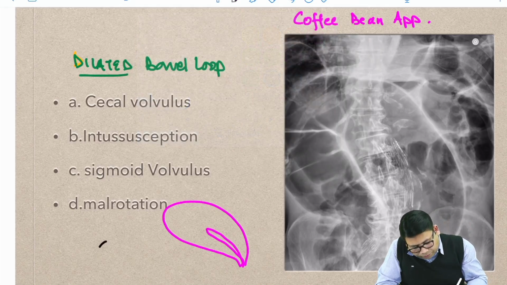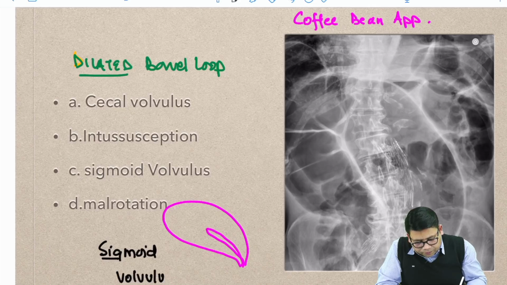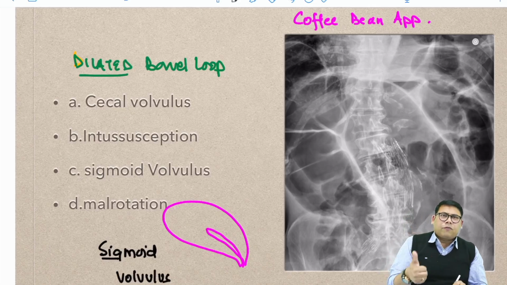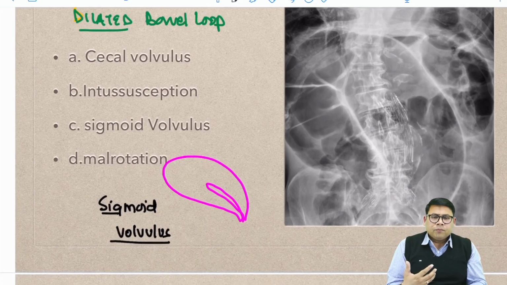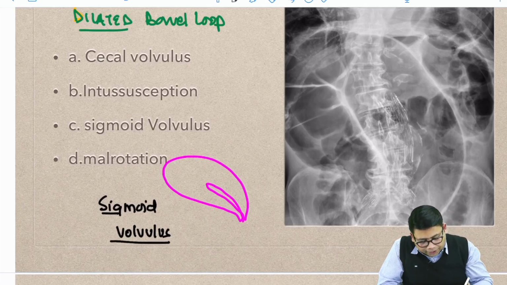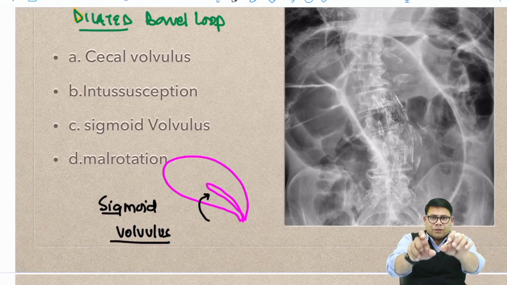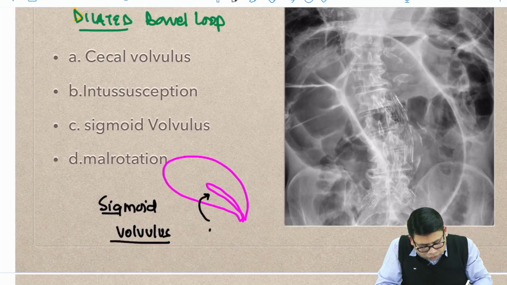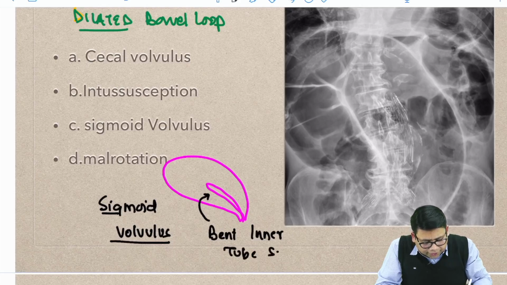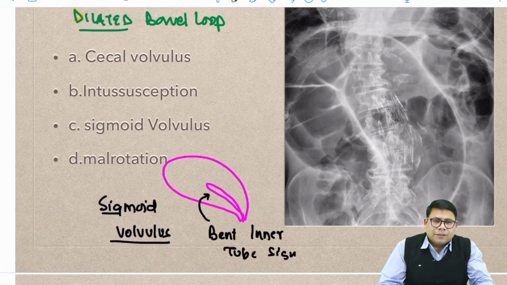Try to understand, when we talk about sigmoid volvulus, you get to see a lot of things. You get to see a coffee bean sign, and you get to see a bent inner tube sign. Why a bent inner tube sign? If you take a tube and bend it, the inner side will become more curved. So the bent inner tube sign also. But I am not interested in all these things.